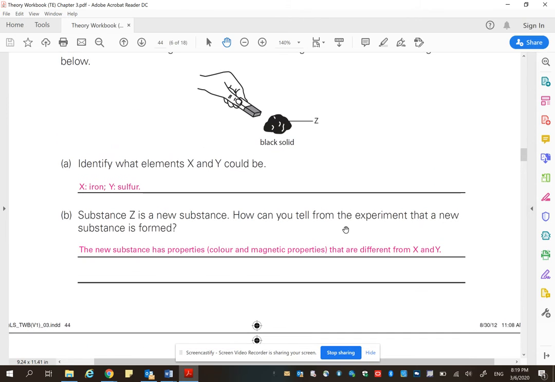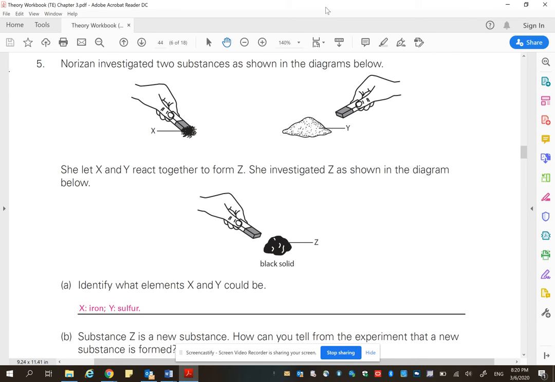So Z is a new substance. How can you tell it's a new thing? Because the color and magnetic properties are very different from X and Y. It's completely new. Can you see it's black? It's very different from these. It's not the same. It's a new thing on its own. So this black solid is very different from the starting elements. It's a completely new substance.